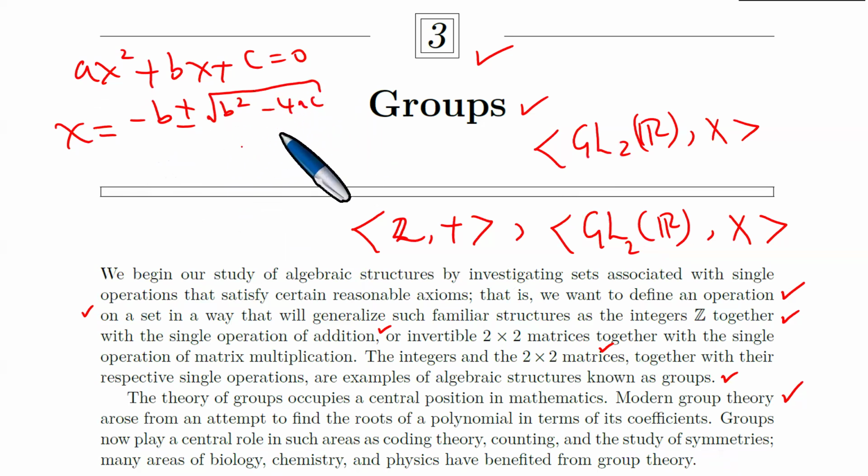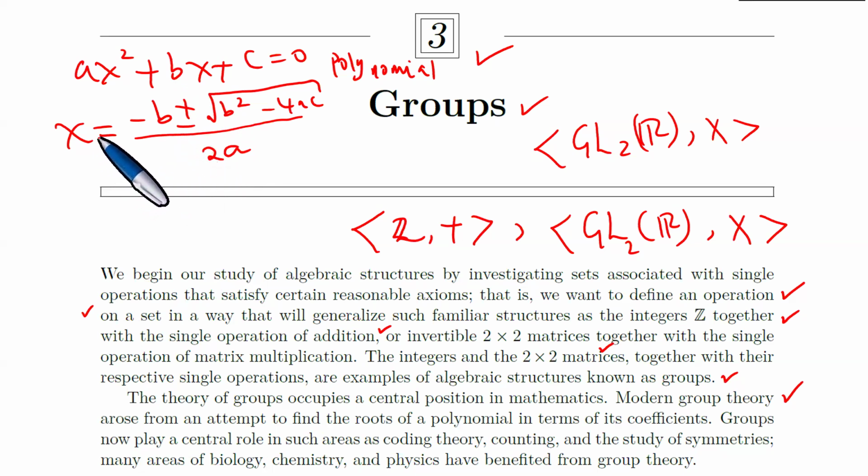And they then said, okay, if it is possible to find the roots of this quadratic polynomial just in terms of its coefficients, then that is interesting. Modern group theory arose from an attempt to find the roots of a polynomial in terms of its coefficients. Here is a polynomial. These are the roots, and there are two roots which can be distinct or equal to each other, but they are in terms of the coefficients A, B, and C only.